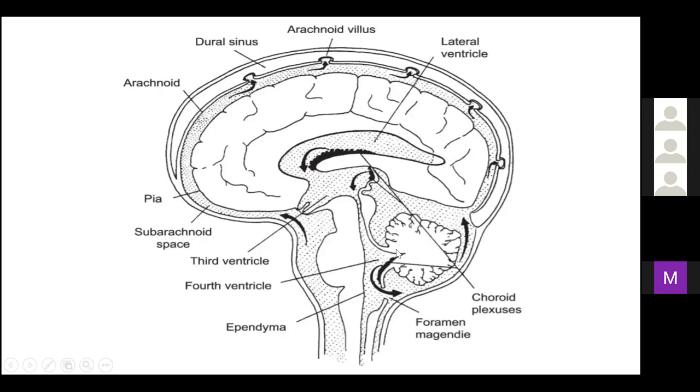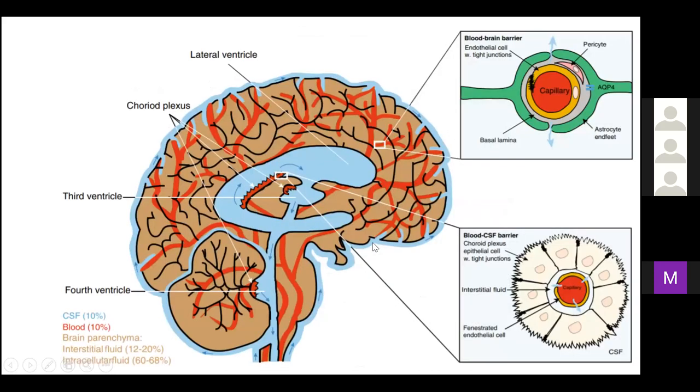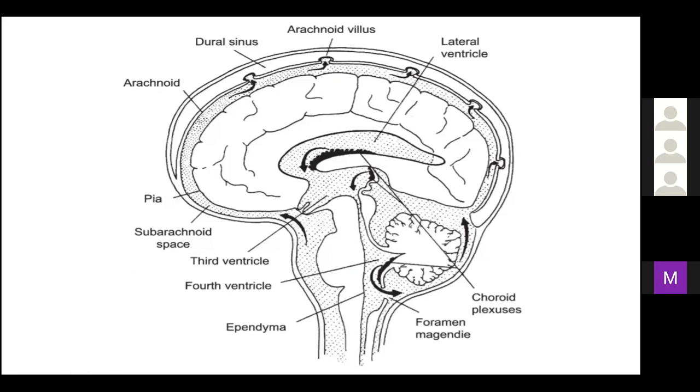So any obstruction at the level of the fourth ventricle, or an intraventricular tumor, or at the level of the cerebral aqueduct, or at the level of the cerebellum, can lead to obstructive hydrocephalus, which leads to swelling of the ventricles and ultimately results in raised ICP. So around 80% of the CSF is produced by the choroid plexus and 20% through the movement of fluid across the blood-brain barrier.